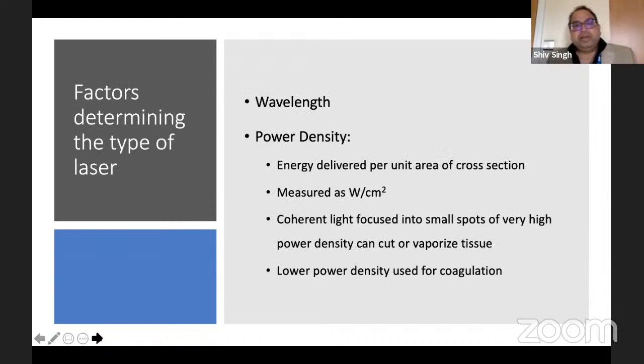The factors that determine the type of laser are obviously the wavelength. The second thing is the power density. This is the energy delivered per unit area of cross section, which is measured in watts per centimeter squared. So how much energy can they deliver at the point where they are supposed to act? Because these are coherent beams, they can be focused into small spots, where you can have very high power density, and hence they can be used for cutting or vaporizing tissues. You can use lower power densities for coagulation. So lasers can be used for cutting, coagulation, and vaporizing tissues.